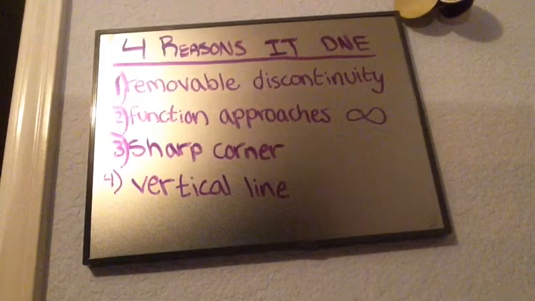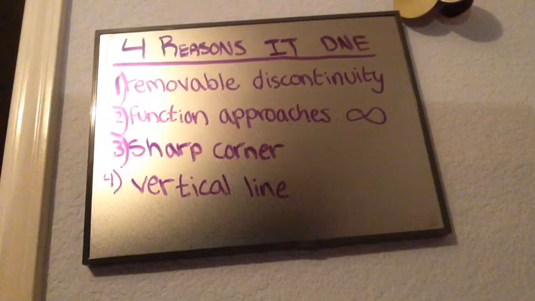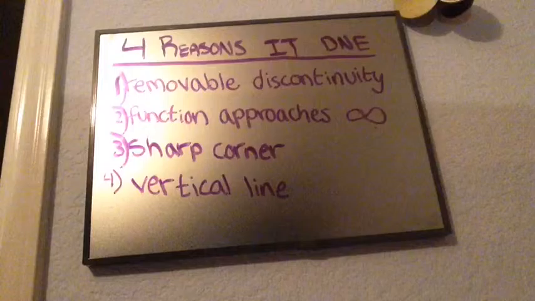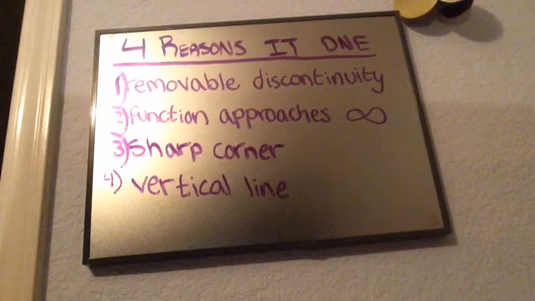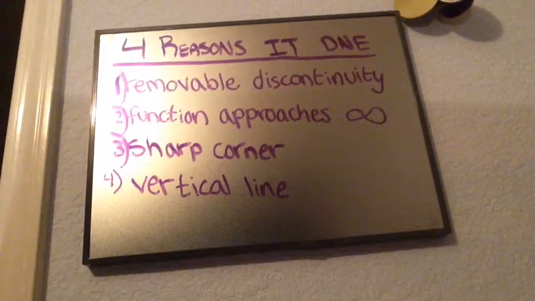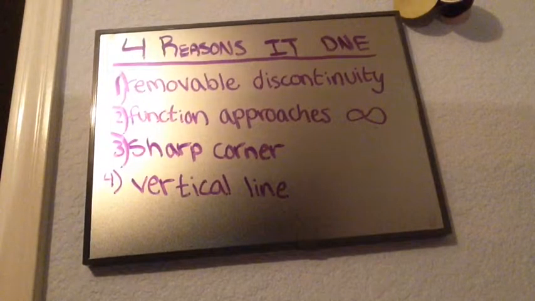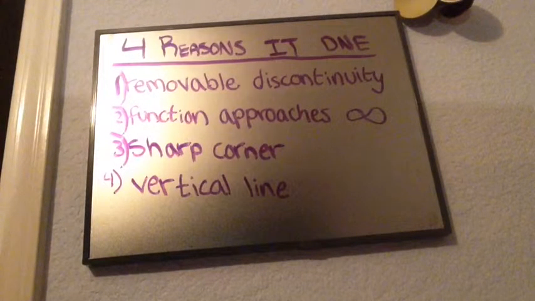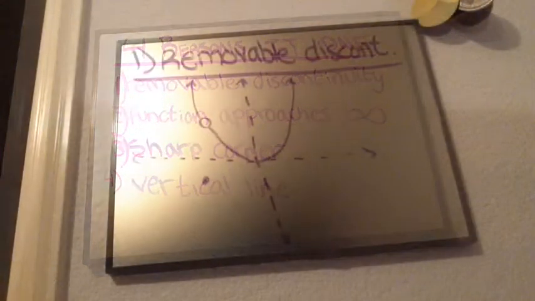Here are 4 reasons why a derivative may not exist. The first is a removable discontinuity, such as a hole. The second is if a function approaches infinity or negative infinity. The third is a sharp corner, and the fourth is if the function is a vertical line at that point. And I'll explain why each of these derivatives does not exist.